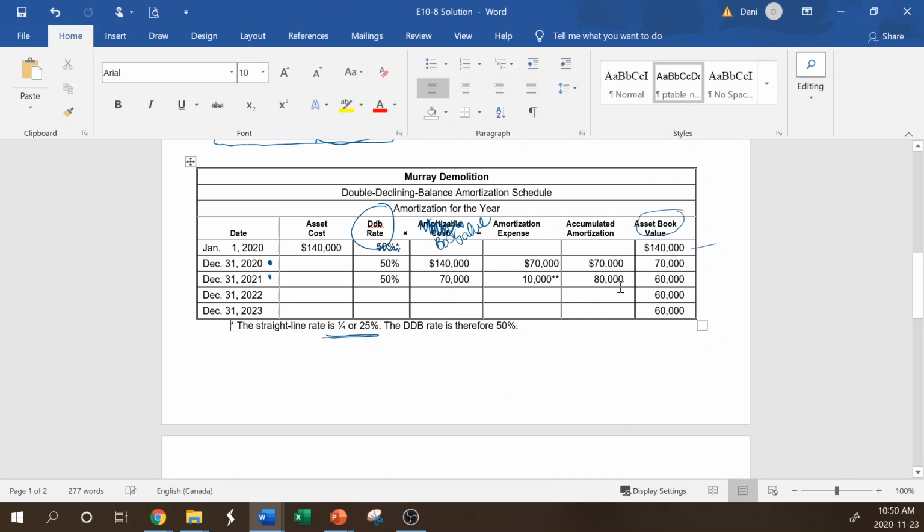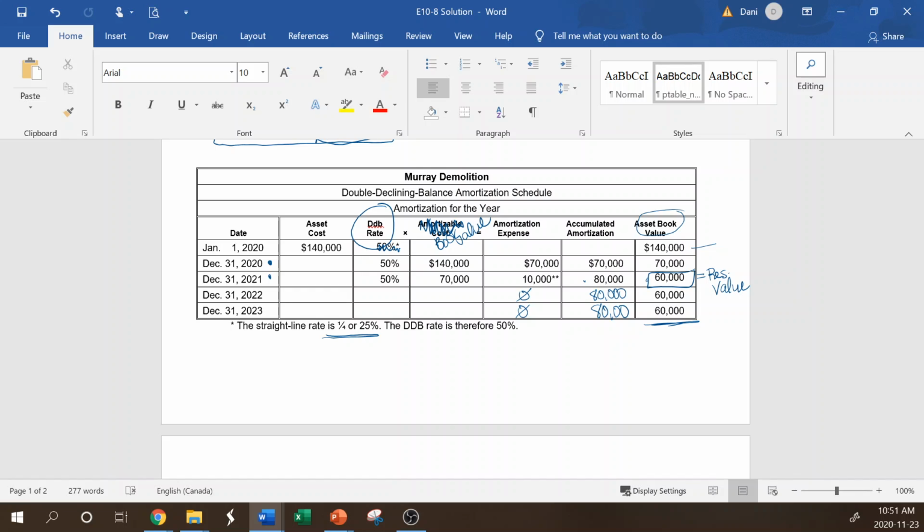That's the max we can do because that gets us to an accumulated of 80,000 and our book value of 60,000. So this equals the residual value. We've already gotten there in 2 years. So in that case, that is where we stop. That's the maximum amount of amortization that we're going to record. So after that, you just have $0. And this continues down at 80,000. So at the end of year 4, we're still at that residual value of 60,000.